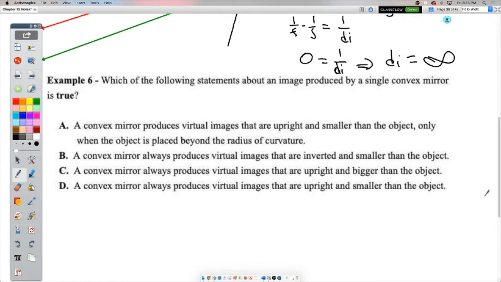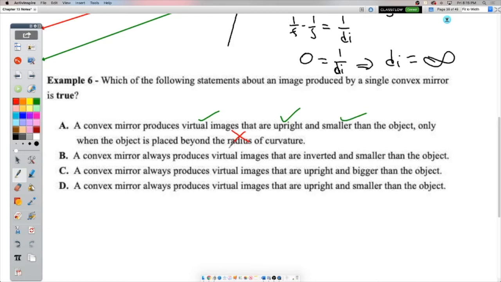So theory questions are still kind of safe, right? Like I said, don't purely just memorize, be able to reproduce stuff, but it wouldn't hurt you to think about the images formed by different types of mirrors, okay? Luckily for us, convex is fairly straightforward because it's always the same. So let's just go through these one at a time and see if we can eliminate until we've eliminated all but one. So a convex mirror produces virtual images, yeah, that are upright, yeah, and smaller than the object, yep. Only when the object is placed beyond the radius of curvature. Boo, no, right?